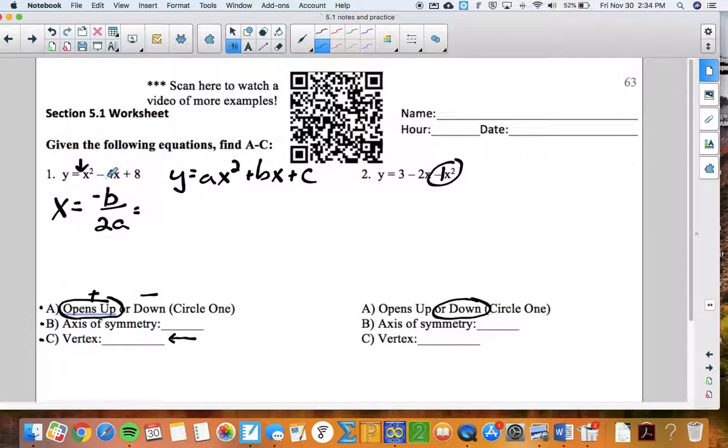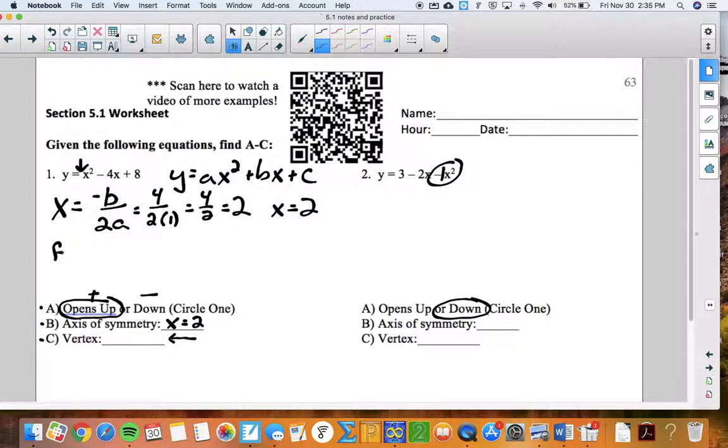So b here is negative 4 because the minus sign affects the 4 to make it negative. So the opposite of b would be a positive 4. The coefficient here is 1, so that's 2 times 1. So really we have 4 divided by 2. So x equals 2 is my axis of symmetry. That's a vertical line through where x is 2.